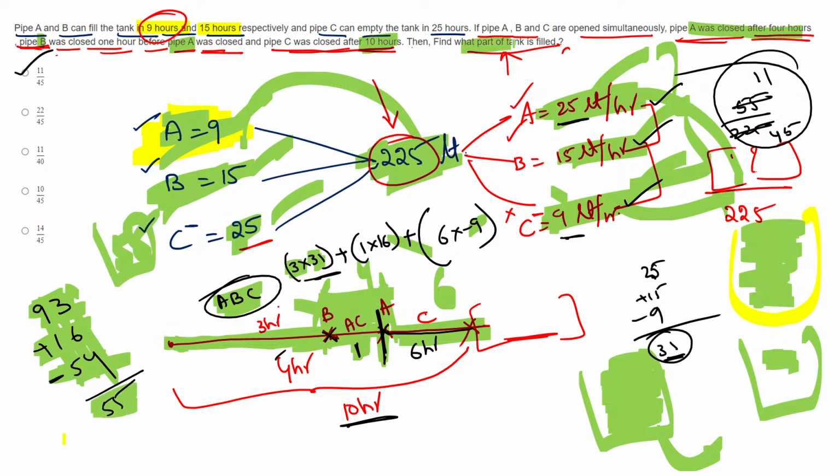But he is asking what part is filled. You have filled 55 out of your 225. Just find out how much you have filled. It is 11 by 45.